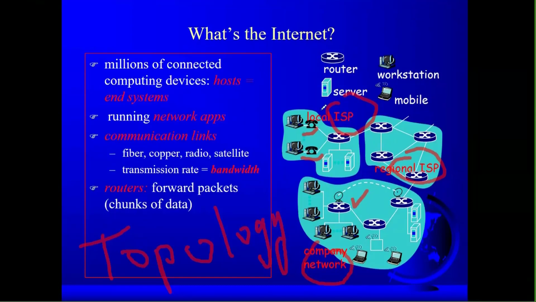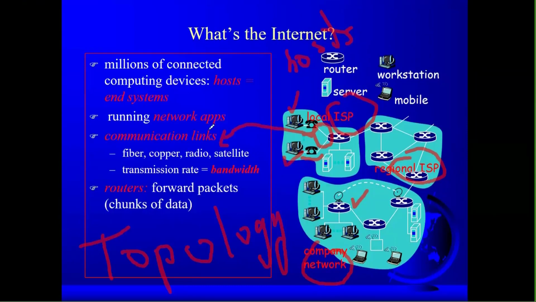So let's talk about some terminologies. The computing devices, these guys, we call them hosts, okay? Hosts. Then you have networking applications running on the hosts. You have communication links. We'll talk about them. This is a communication link. Okay, this is a communication link. That could be wireless, wired, fiber optics, copper, and so on.